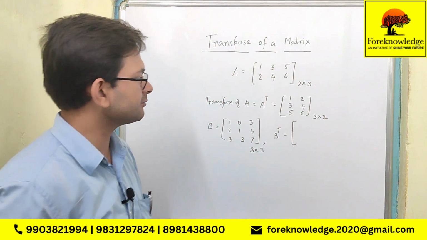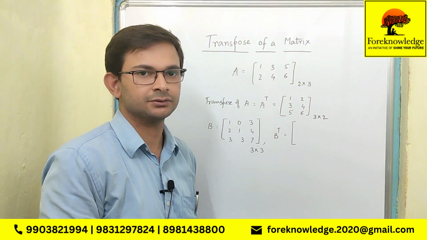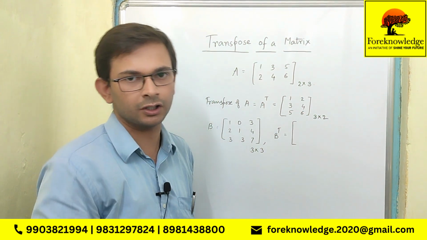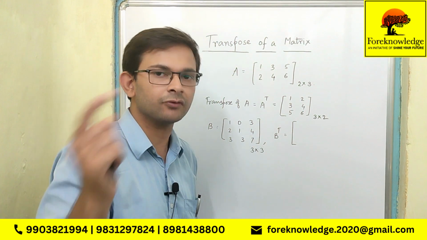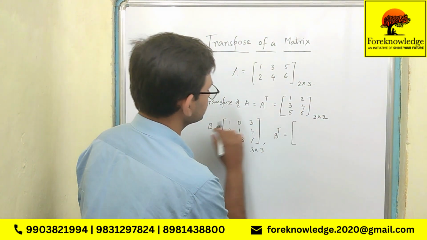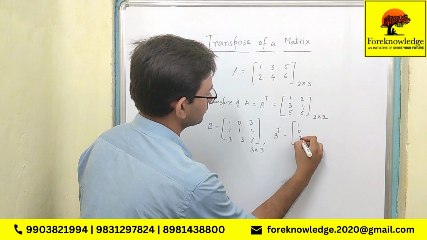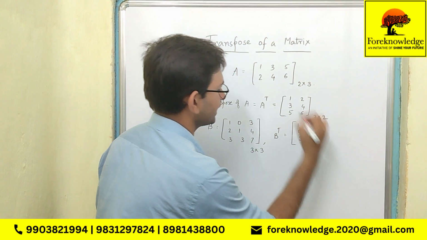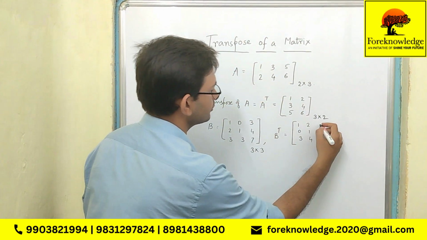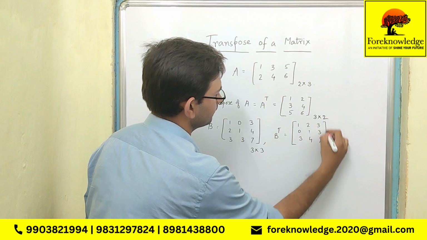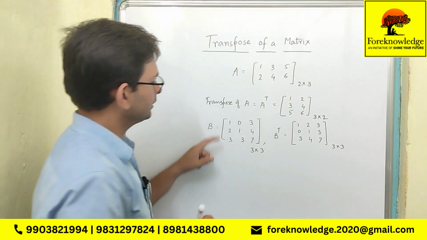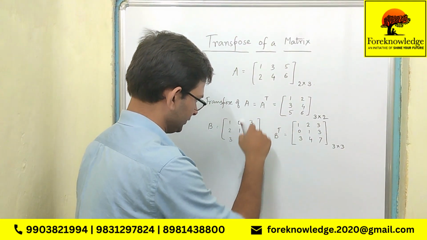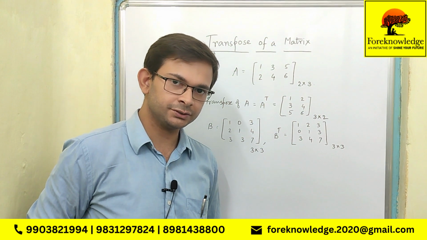So B transpose is nothing but just an interchange. One interchange will ensure the other: interchanging rows into columns ensures columns go into rows. So the first row 1, 0, 3 is now the first column, the second row 2, 1, 4 is now the second column, and the third row 3, 3, 7 is now the third column. That is, 1, 2, 3; 0, 1, 3; 3, 4, 7. Got it? Fine.